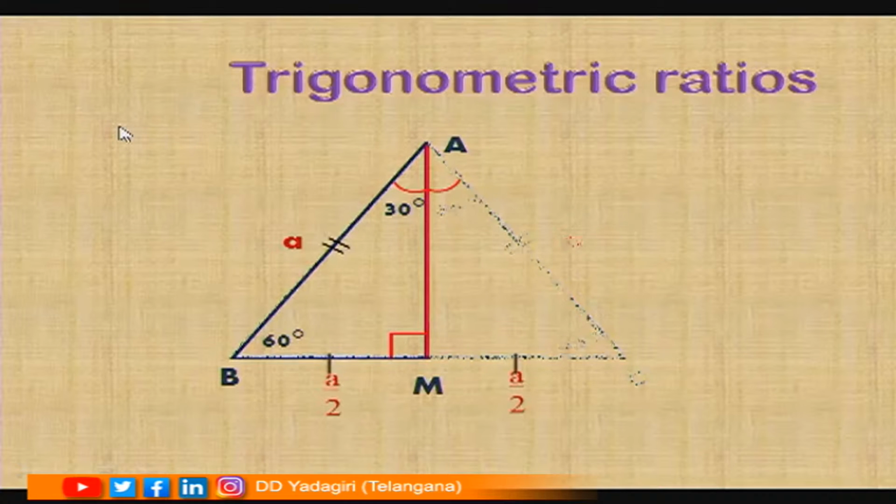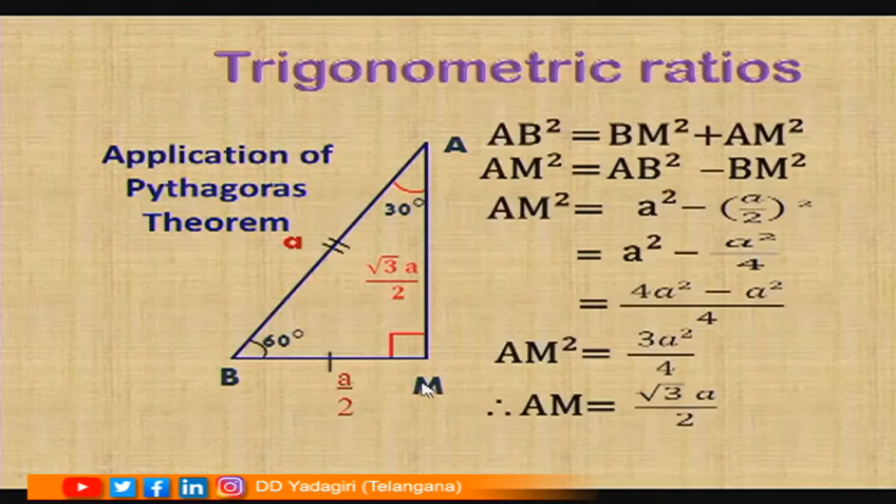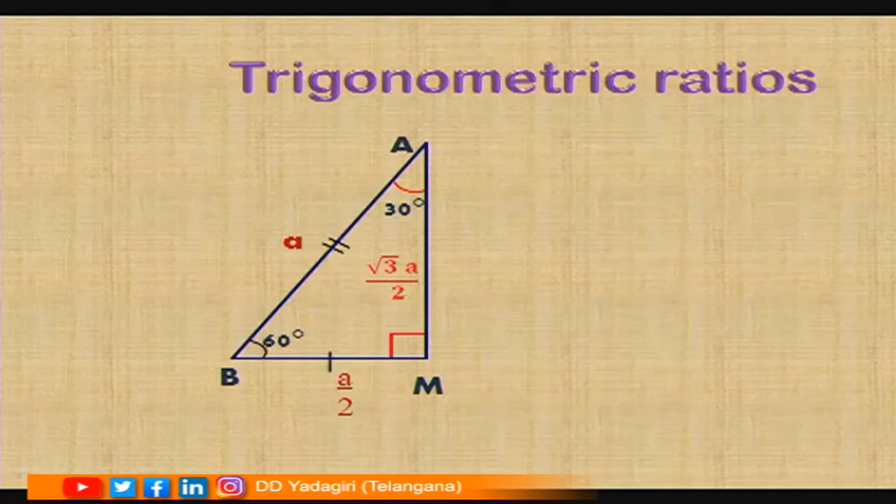So, now shall I start with, this is the right triangle, you are able to see AB is equal to A, BM is equal to A by 2. Now, what can you say about the AM? So, here let us apply the Pythagoras theorem. AM is equal to root 3 by 2 A. So, we are able to say that here the AM, which we are calling height, is equal to root 3 by 2 A. So, now we start discussing the trigonometric ratios.